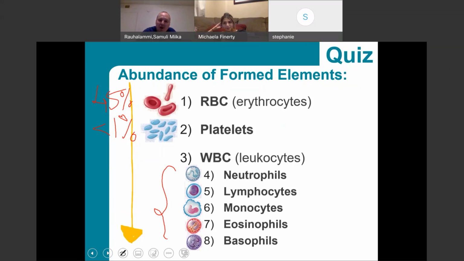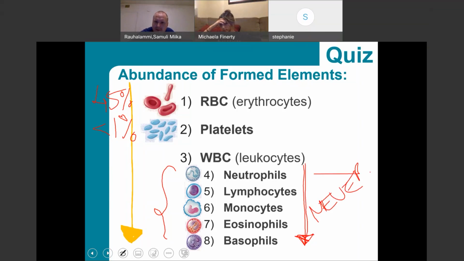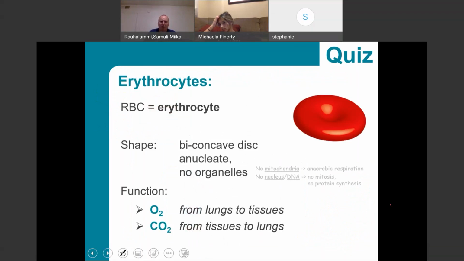And you remember that for the order of what's the most common and what's the least common of the white blood cells, the mnemonic "never let monkeys eat bananas" works very well there. And like I said, there were many questions where you were asked to put these in order. So it's good to have that somewhere in your notes.